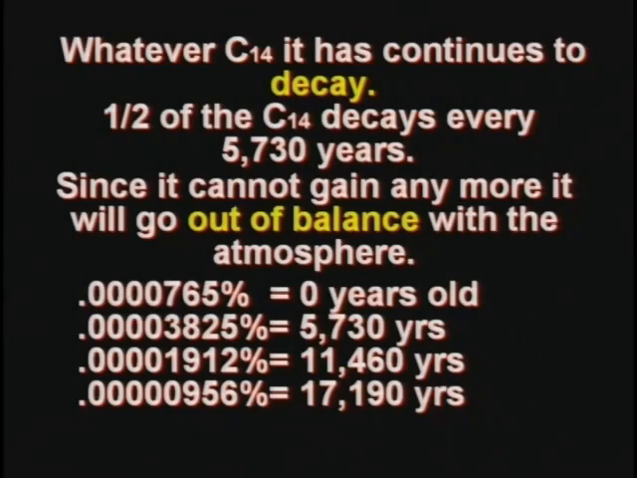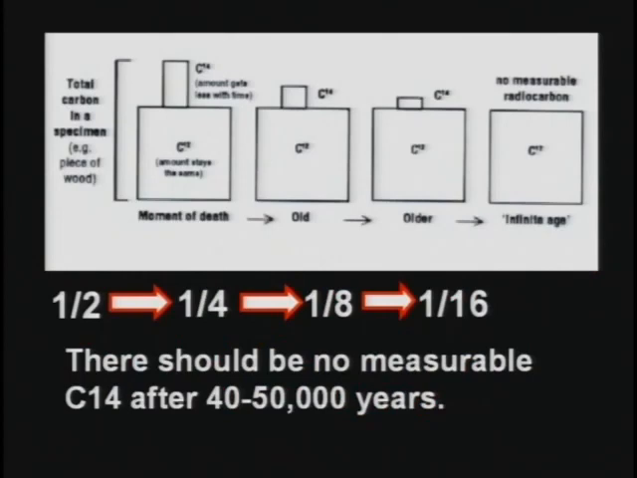Because it continues to decay after it died, but now it can't be replaced. So while it was alive, it should have had about 0.0000765%. If it's only got 0.0003825%, it's been dead for one half-life, or two half-lives, or three half-lives, etc. In theory, it never goes to zero. But for practical purposes, you can't measure beyond a certain amount. You know, you're going to run out of stuff to measure. It goes from a half to a fourth to an eighth to a 16th to not enough to measure.